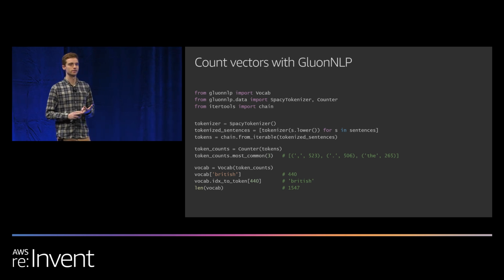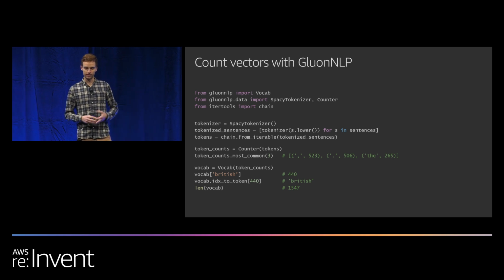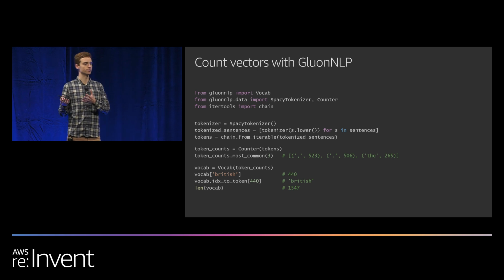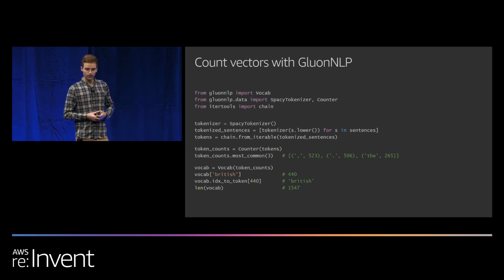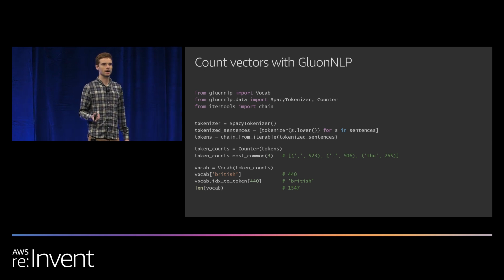So we've got tokenizers across lots of different packages, such as spaCy. And that's going to break a sentence down into words, also called tokens. We have counters that are going to count up these tokens, and things like vocabularies.